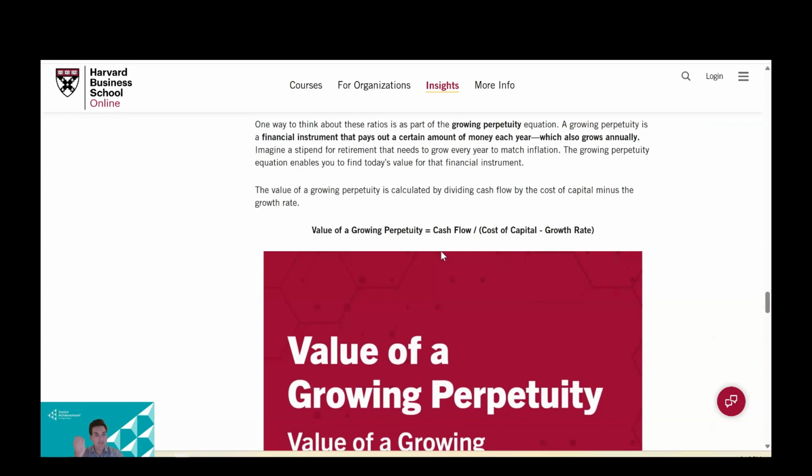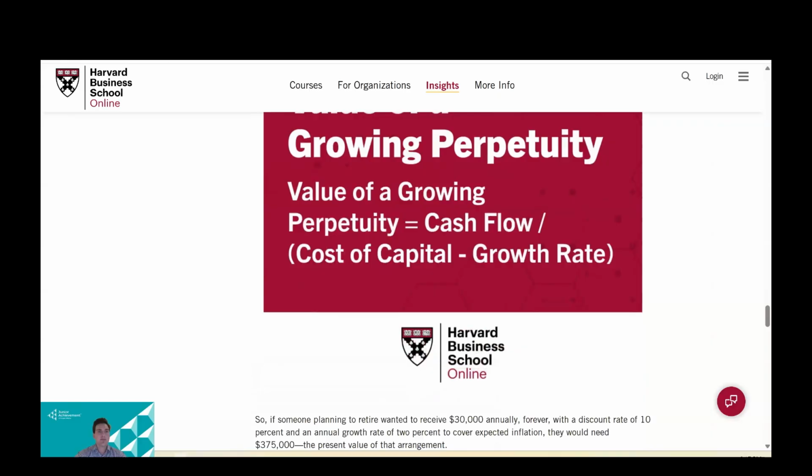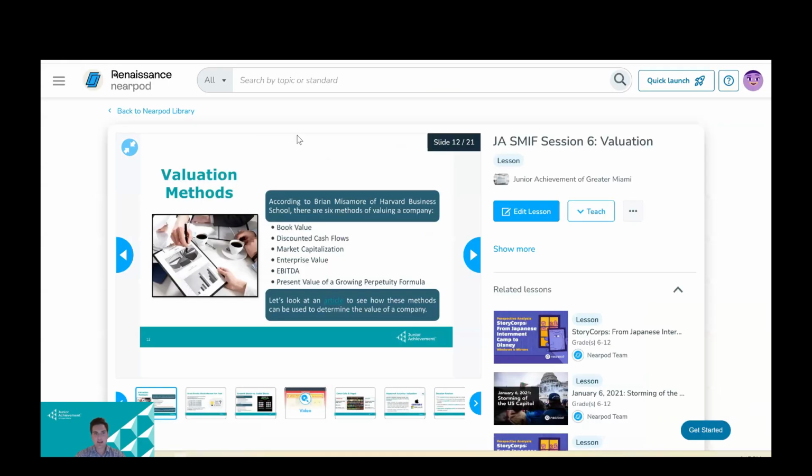So the real net value is what? It's 7%. So you take 100 divided by 7%, and that will get you the value of the growing perpetuity for whatever you're trying to calculate. So, going back to our slides.